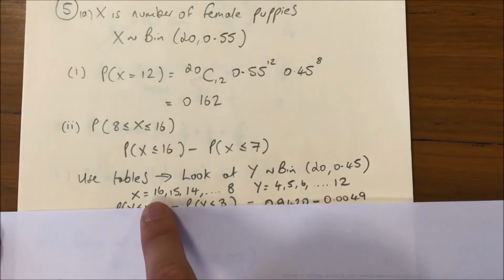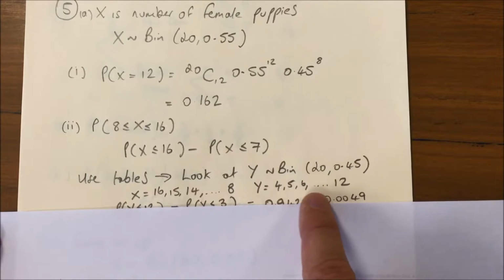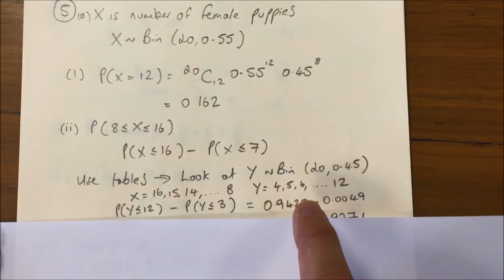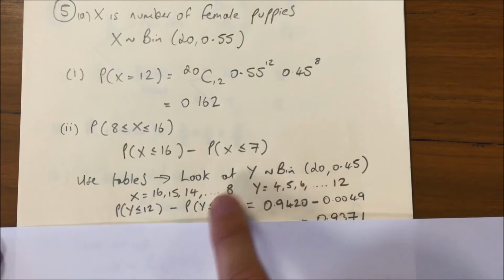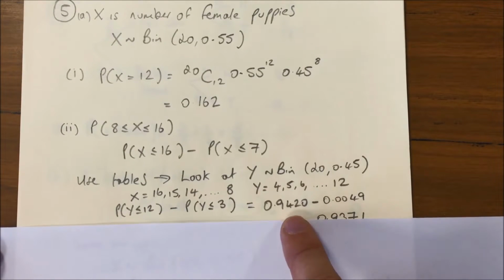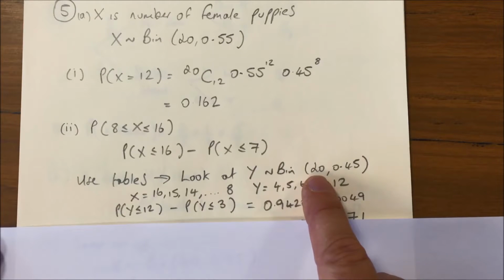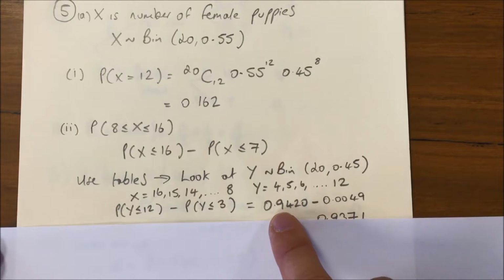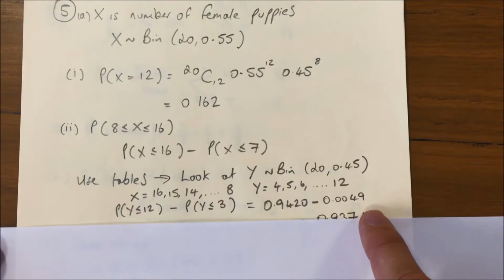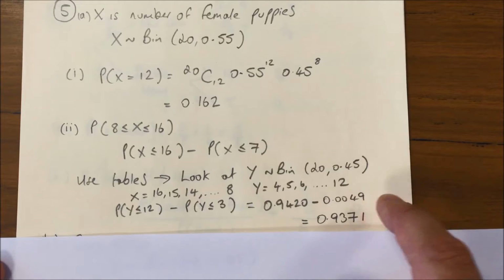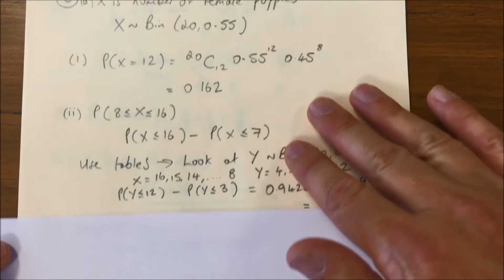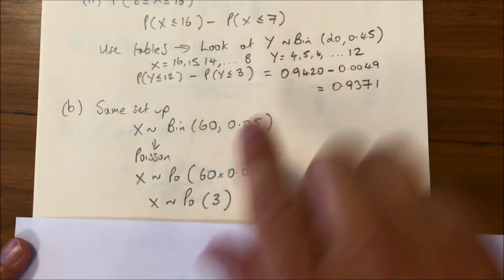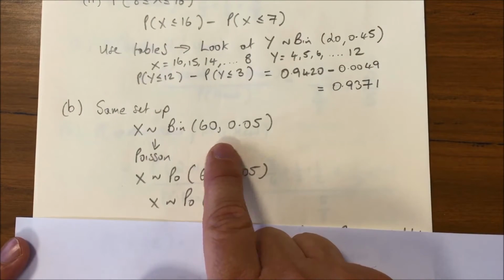I've written down my values of X and the equivalent values of Y. So what I'm actually looking at is I need Y less than or equal to 12, take away Y less than or equal to 3. I'll go to my binomial tables with N is 20, P is 0.45. I look up those two values, which is 0.9420, take away 0.0049, which gives me the answer 0.9371.